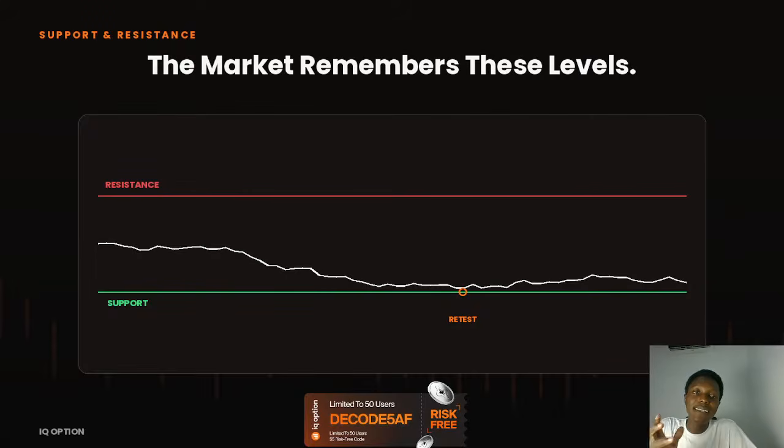It's not mystical, okay? It is just a collective memory turned into real orders sitting at that price. So even if you're using an indicator and the indicator is showing you that same signal, the point is just that you now look at the price with your own eyes, and then you can predict what will happen.